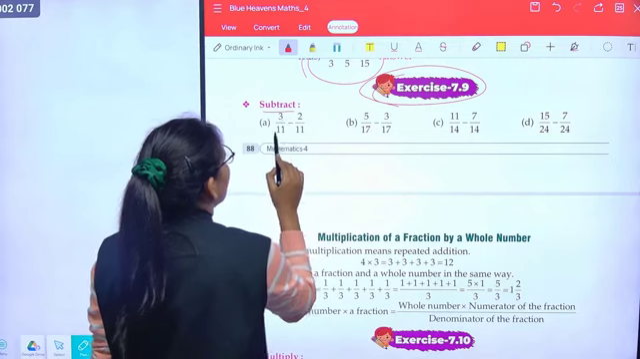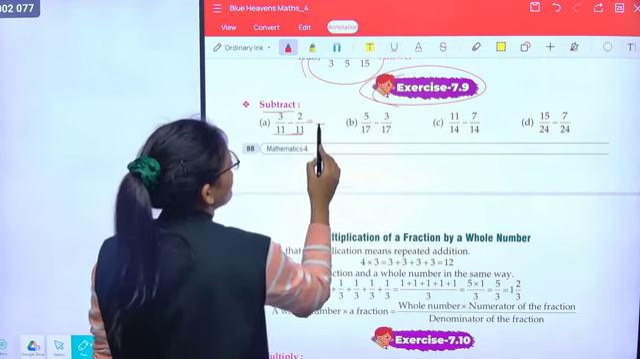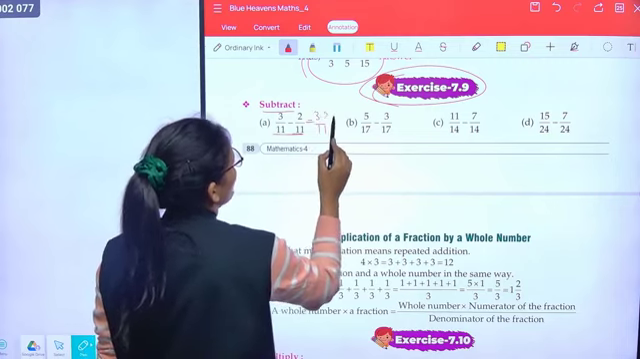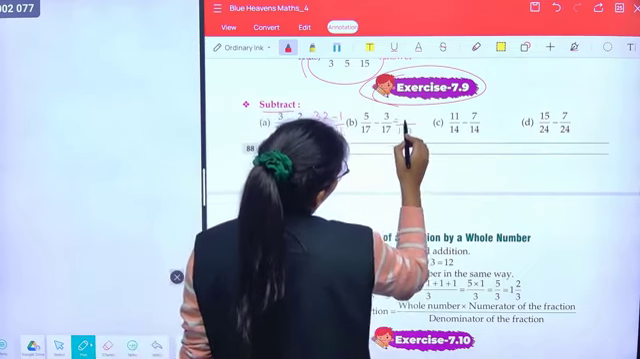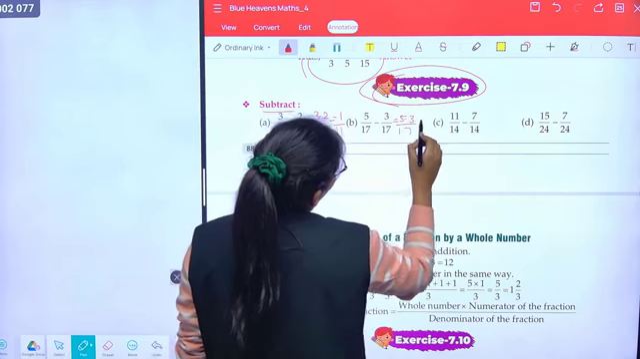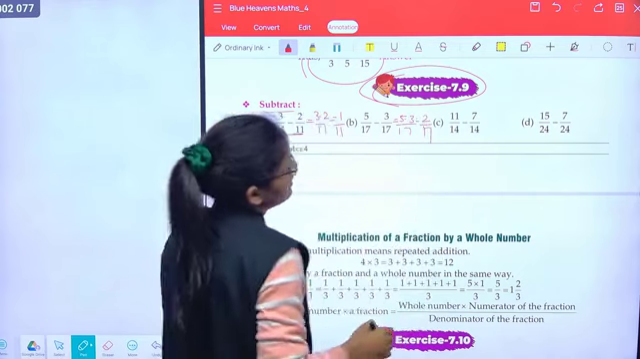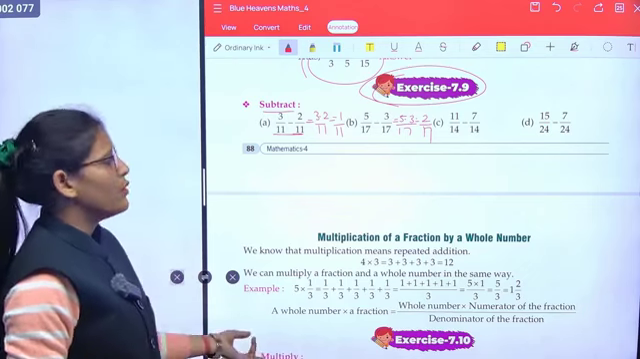Now subtract. अभी इनका डिनोमिनेटर सेम है, so 13 minus 2, 11/11. Again denominator same as 17, 5 minus 3, 2/17. Understand students? Rest of the parts do yourself.